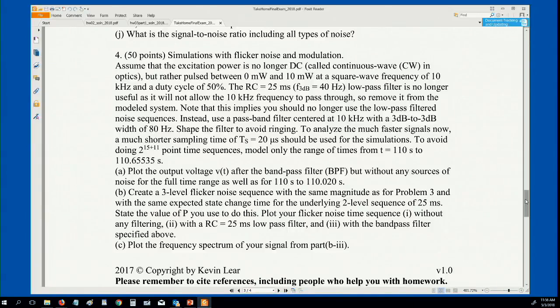And the frequency, as I said, is at 10 kilohertz. You no longer want to low-pass filter this thing because the 10 kilohertz isn't going to get through your low-pass filter. You need to band-pass filter it. And so I'm telling you to band-pass filter it about this 10 kilohertz with a total of 40 hertz above and 40 hertz below that frequency for the bandpass. Okay? And you are going to figure out what kind of bandpass filter you're going to use to accomplish that. It has to meet the 3 dB spec, and you should shape the filter to avoid ringing. Okay?